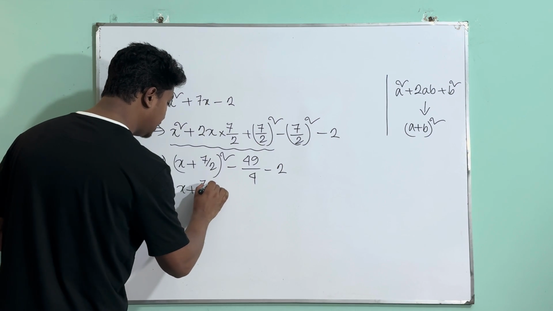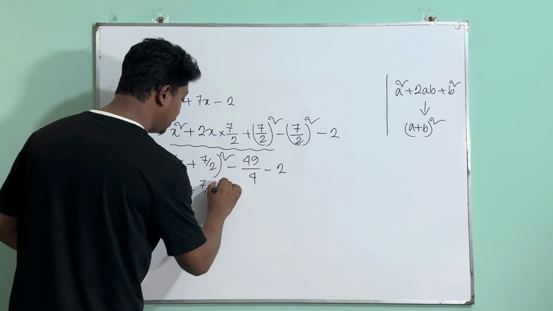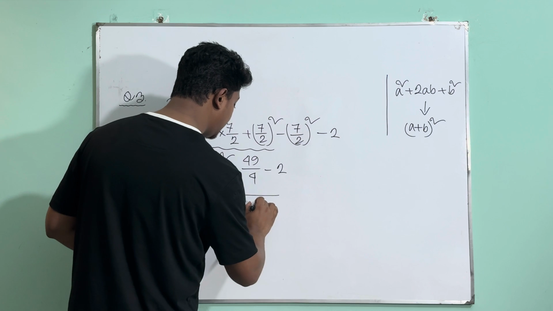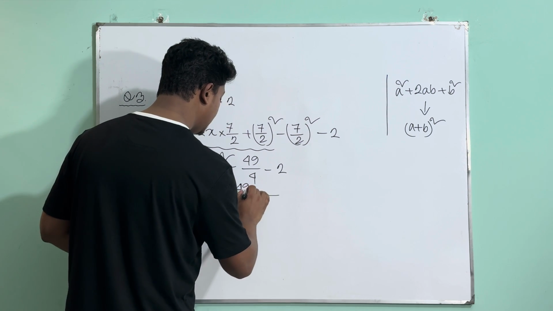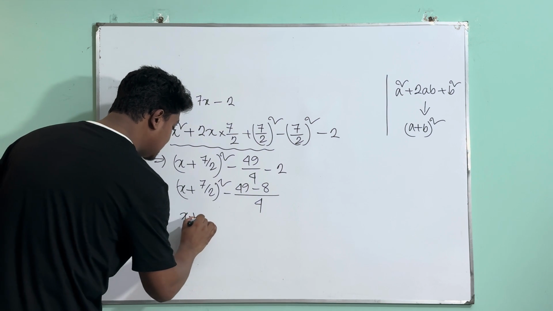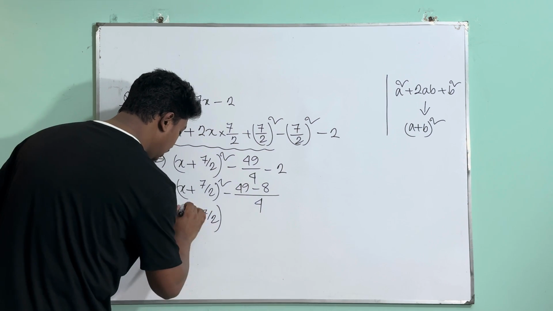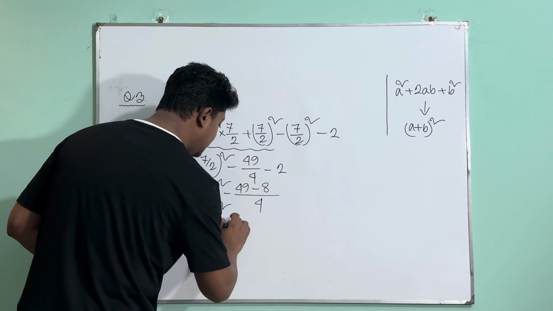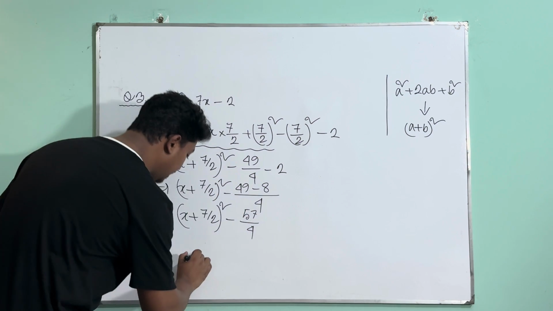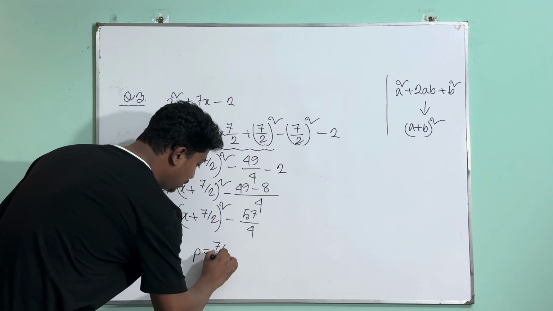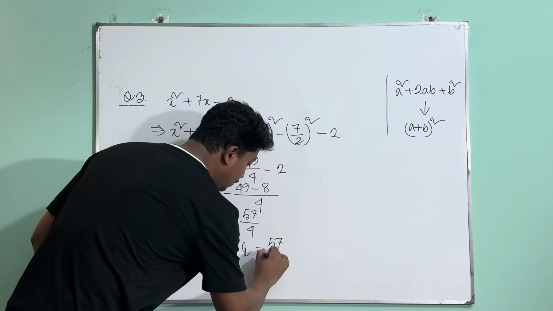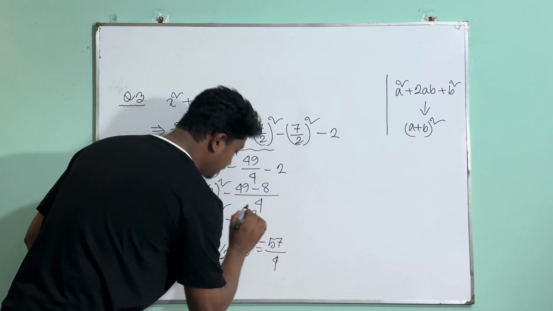(x + 7/2)², we already have the value of p, we just need to find the value of q. Now just take the LCM, 49 minus 8, and you are going to have your answer: (x + 7/2)² minus 57/4. So the value of p here is 7/2, and the value of q equals minus 57/4.